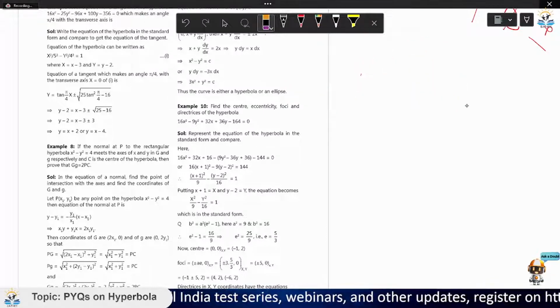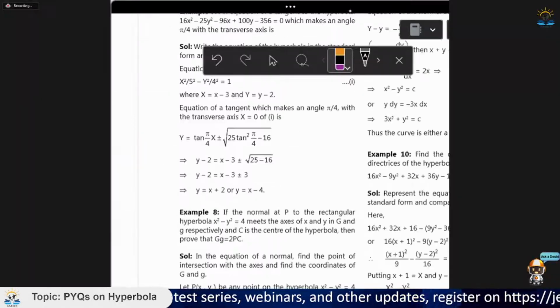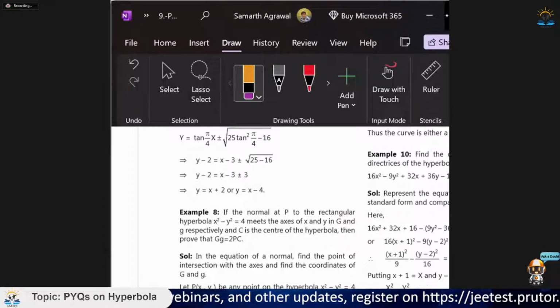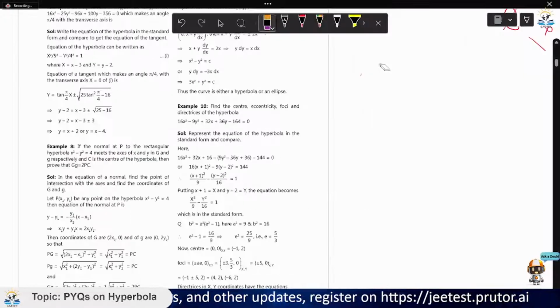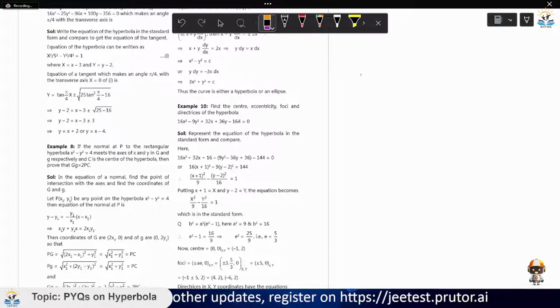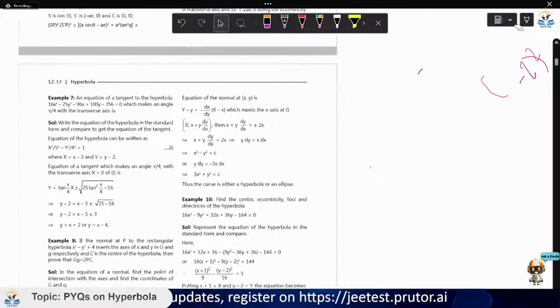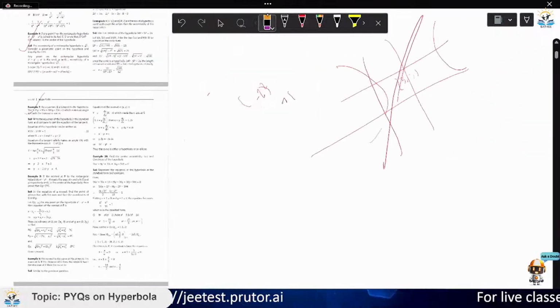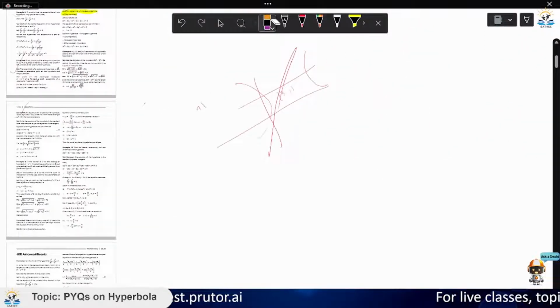Let me erase this. Sorry for this. Okay, back to the full screen. And what do we have here? We have already done the seventh question. Now let me take it through. I don't have a pen right now. Okay, this is the pen. Let me erase all the rough work that I've done. Okay, this was a big rough.